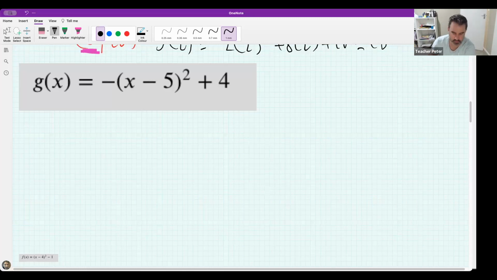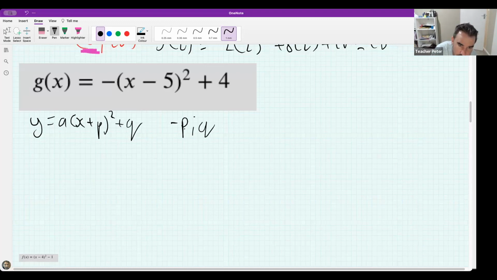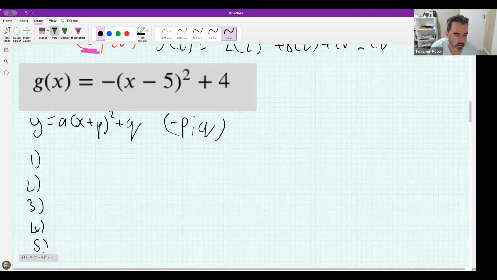Can you write down the turning point? Now, earlier in the lesson, when we said the turning point form is like this, the turning point is just minus p, q. So if I had to look at this graph, I know I'm going to have to do my 5-step process. But because it's in the turning point form, can't you just write down the turning point at the very beginning? So minus p, at the moment, p is minus 5. So what's minus 5? It's 5.